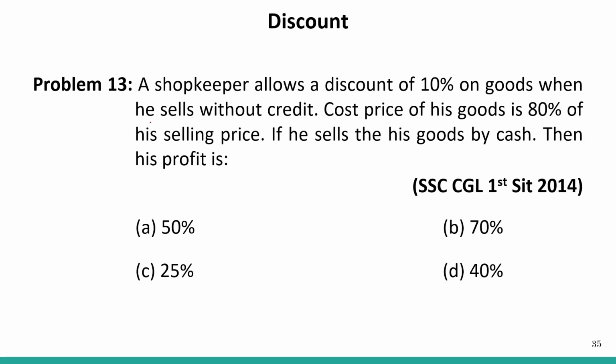Okay, so let's see problem number 13. A shopkeeper allows a discount of 10% on goods when he sells without credit. Okay, so the cost price of his goods is 80% of his selling price. So if he sells his goods by cash, then his profit is what? This question has appeared in the SSC CGL first sitting 2014 paper. So is it option A, B, C or D? So let's figure out which among these four is actually correct.